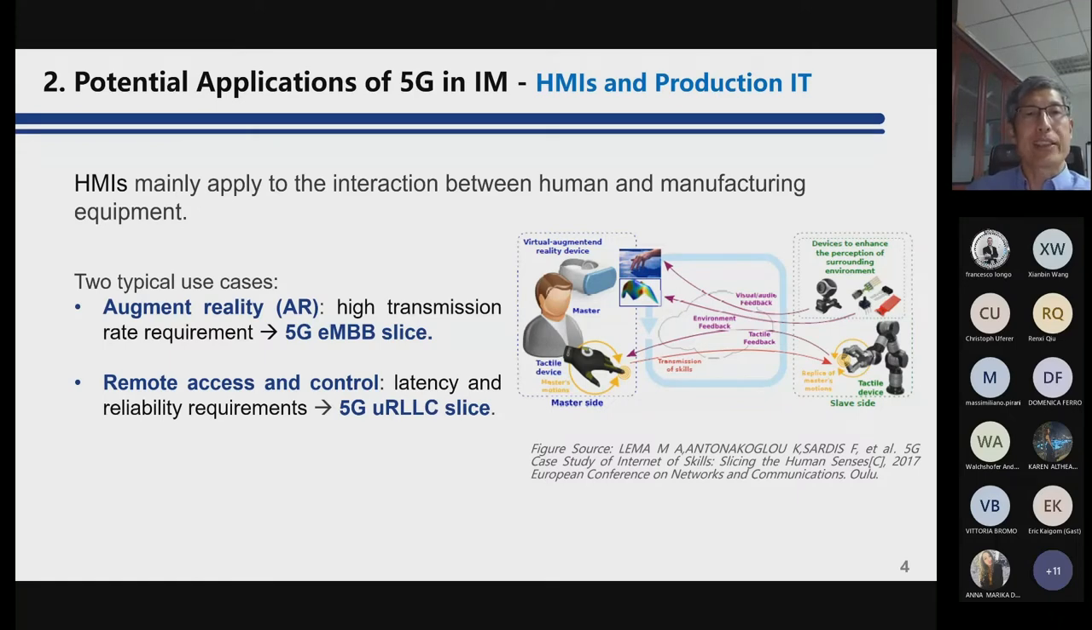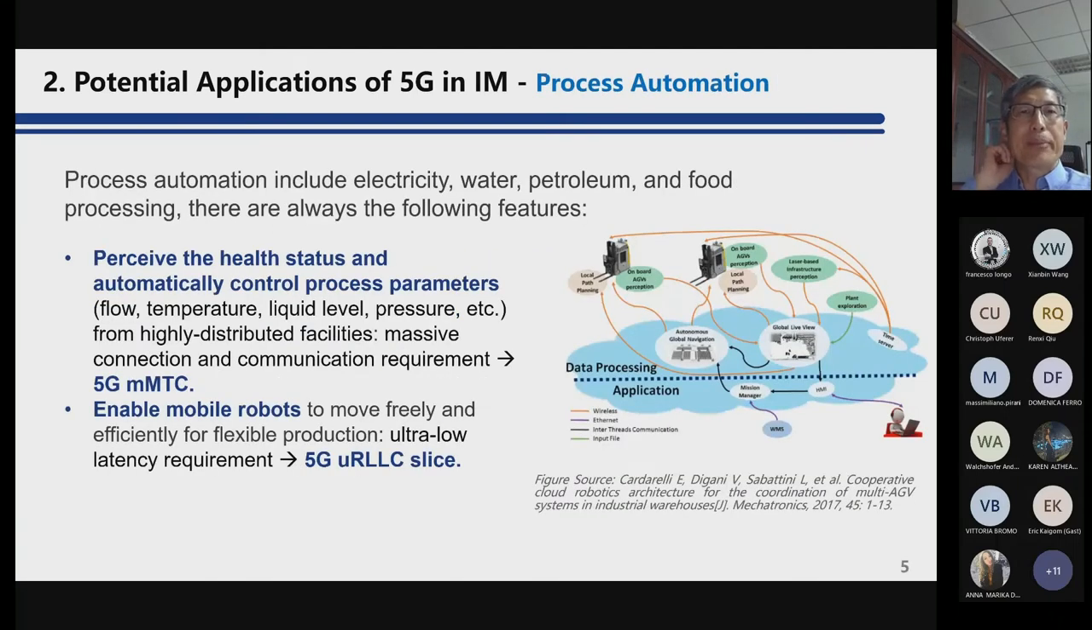And also need the remote access and control. In this case, we need low latency because you have a robot and a machine, a human collaborating with a machine or with a robot, you cannot have delay. If we have delay in a real manufacturing environment, that's really very critical. So the 5G URLLC slice is so important in this kind of application to ensure the low latency.